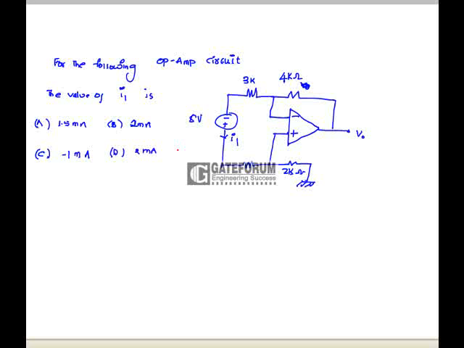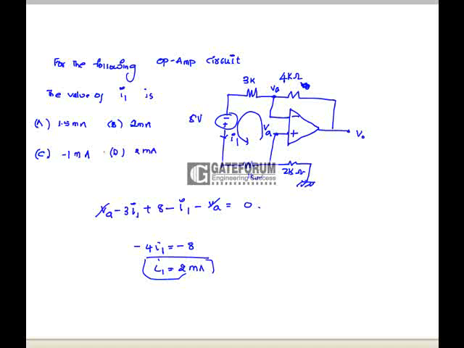In the following op-amp circuit, find the value of I1. We know that this potential as well as this potential are equal because of the virtual short circuit concept. Here if we apply KVL in this loop, VA minus 3I1 plus 8 minus I1, VA is equal to 0. So this gets cancelled. Minus 4I1 plus 8 equals 0, so I1 is equal to 2 milliamps. That is, option D is correct.